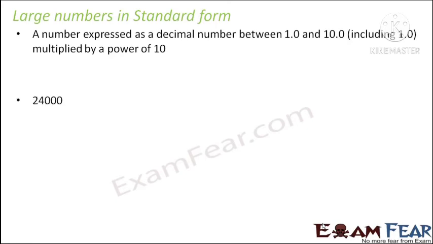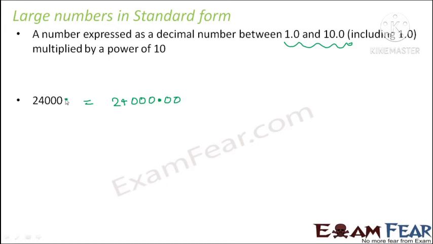So this is just the recap. For example, 24,000. This is not the standard form, because whenever you want to write it in standard form, you have to write it as a decimal number between 1 and 10. This is far greater than 10. So how do we do that? Right now, this number actually means 24,000.00. That's how it means, right? So your decimal point is actually at the end of the number.